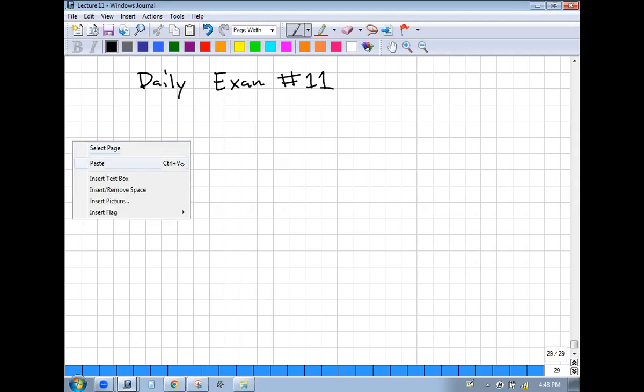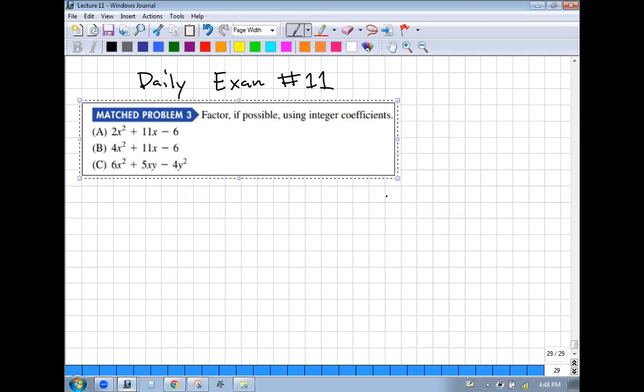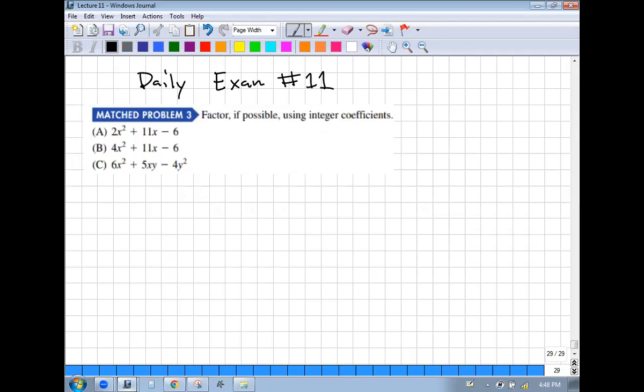Here's your exam, parts A through C for the day. You just want to factor if possible. Remember how to figure it out, right? You can do your trick.